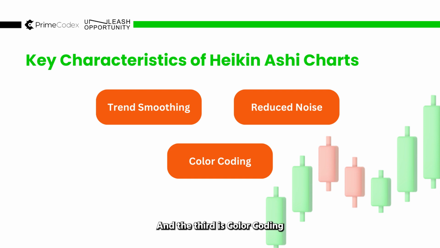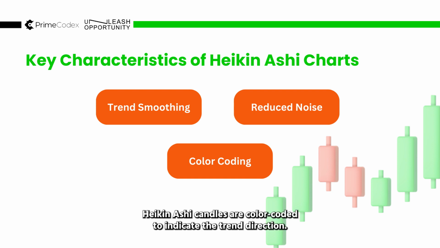And the third is color coding. Heikin Ashi candles are color coded to indicate the trend direction. Green or white candles usually represent bullish trend, while red or black candles represent bearish trends.